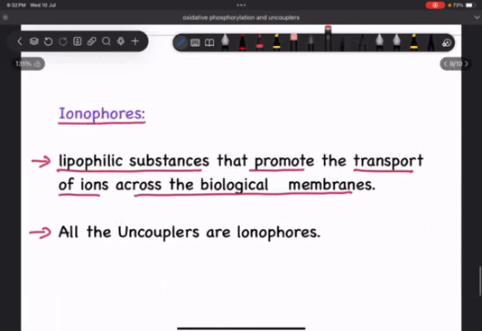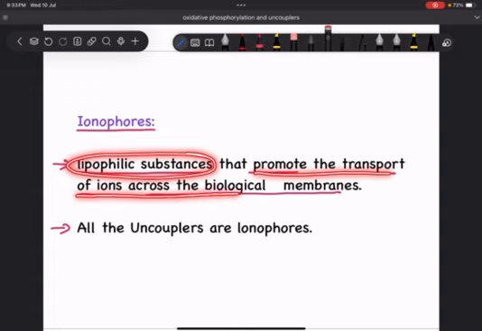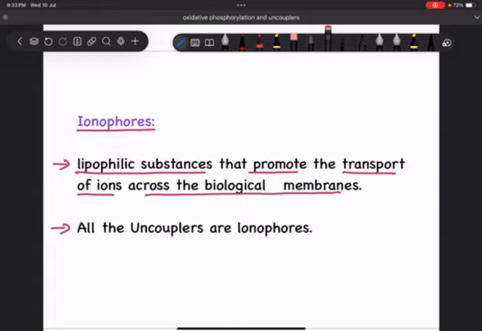Now let's talk about the ionophores. What is meant by ionophores? These are lipophilic substances that promote the transport of ions across biological membranes, which means they are uncouplers. So all the uncouplers are ionophores, because these are lipophilic substances and they promote the transport of ions across the biological membrane, that is from the intermembrane space back to the mitochondrial matrix, thereby preventing the proton gradient.